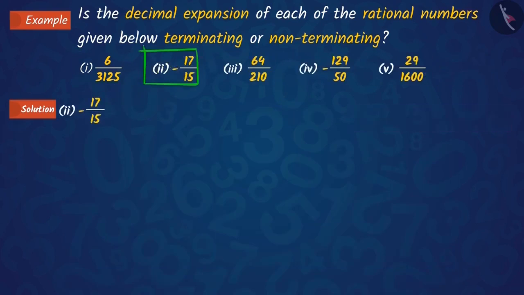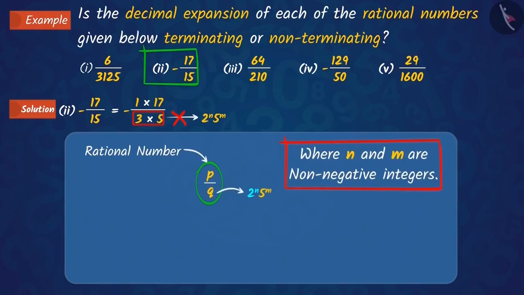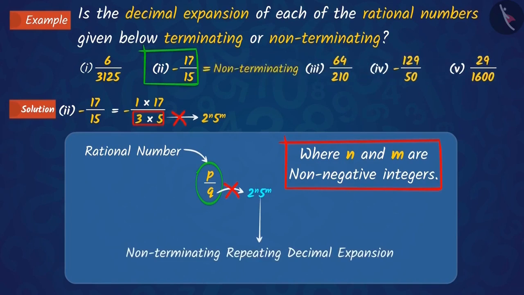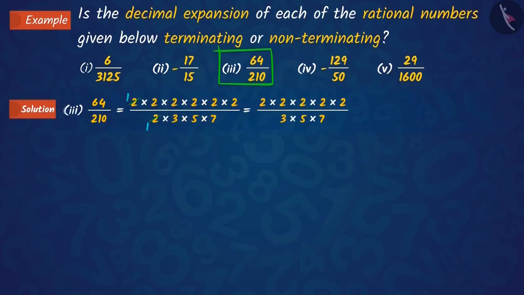Let us now discuss the second rational number, 17 upon 15. After analyzing it, we see that the denominator is not in the form of 2 raised to n into 5 raised to m. You will remember that in a rational number p upon q, if q is not in the form of 2 raised to n into 5 raised to m, then the decimal expansion of the number is non-terminating. Similarly, we can also find out the decimal expansion of the remaining rational numbers.